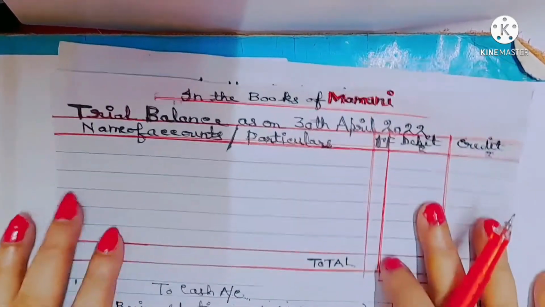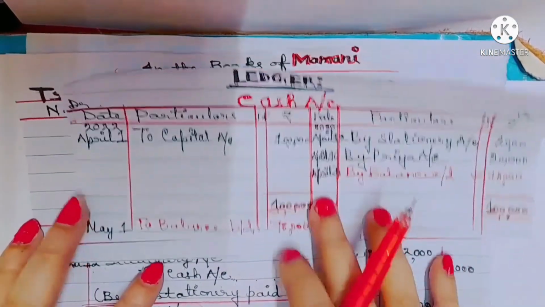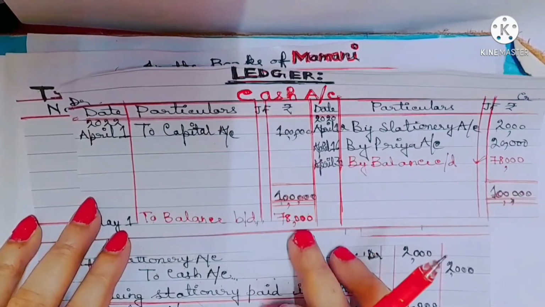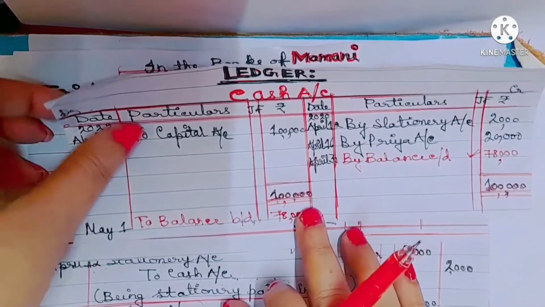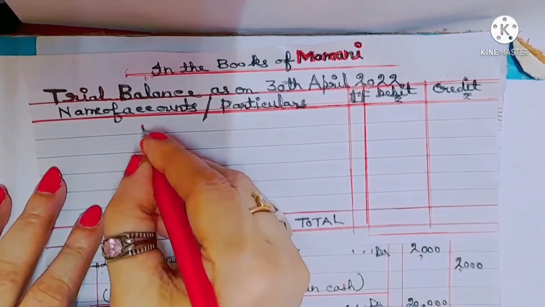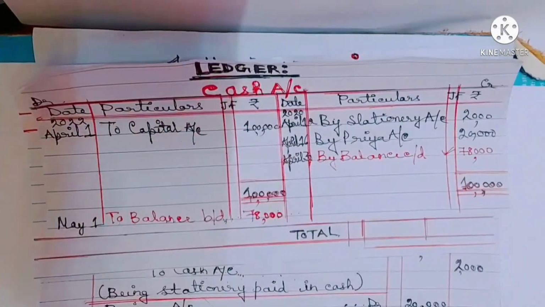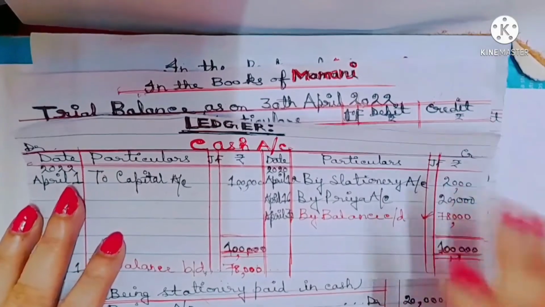What is the first account? See, cash account. To balance BD kothay? Beneath the debit side total. So it's a debit balance. So cash account. Well, how much? 78,000. Now let's see the next account.